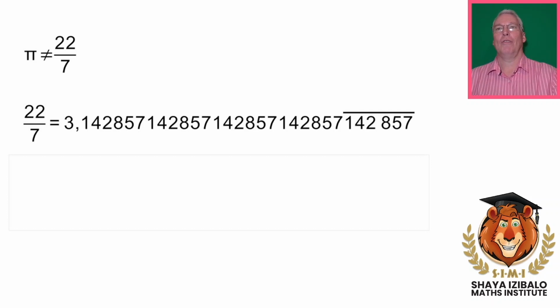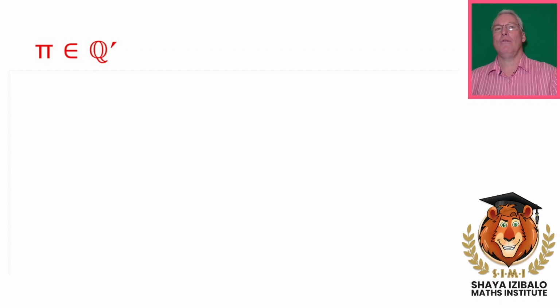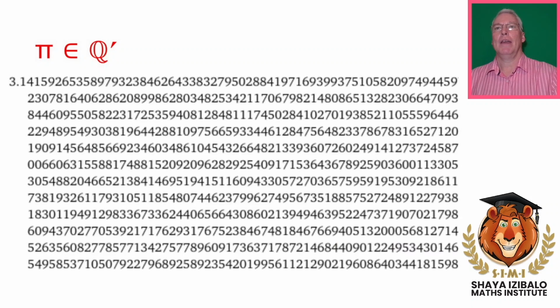22/7 is a rational number. The symbol for rational numbers is a Q, right? We'd say that 22/7 is an element of the rational numbers. Pi is an irrational number. The symbol for irrational numbers is a Q with a little dash, okay? So pi is an element of Q dash, irrational numbers. And irrational numbers cannot be written as a ratio of two whole numbers, and they never end, and they never repeat.